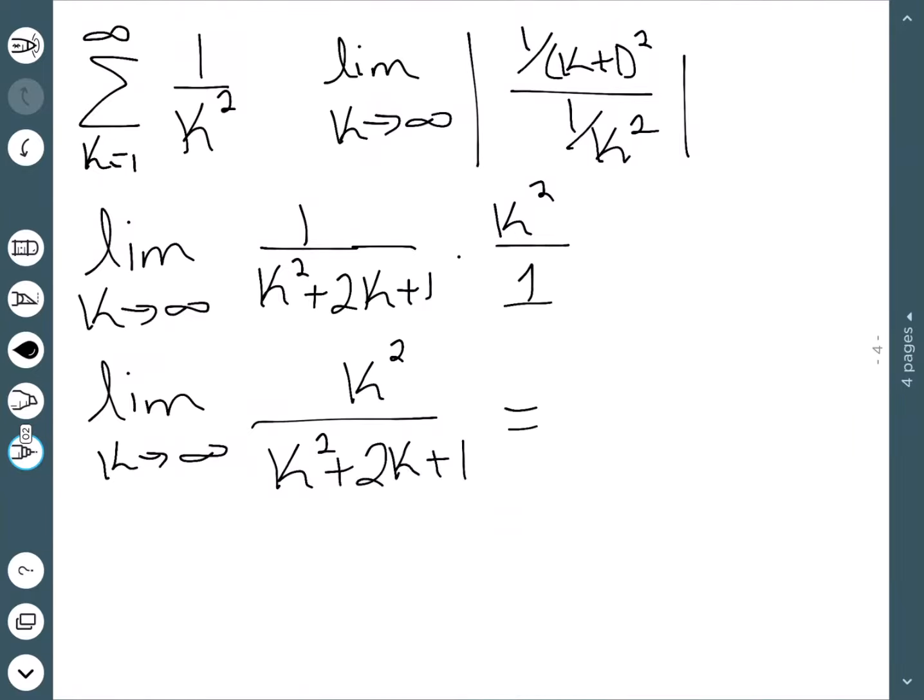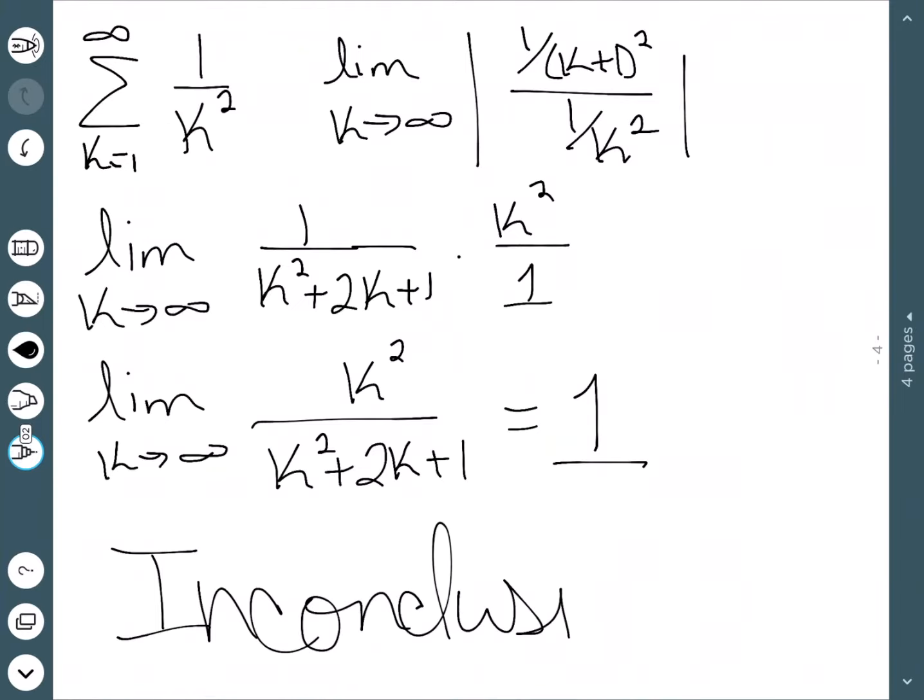And when I take the limit, since I have a k squared on the top and the bottom, my limit's just going to be 1. So my test here is inconclusive. I would need to use a different test to figure this out. And we actually can. We've talked about the p-series test, and in this case p would just be my exponent, 2. Since that's bigger than 1, we know that this series does actually converge.